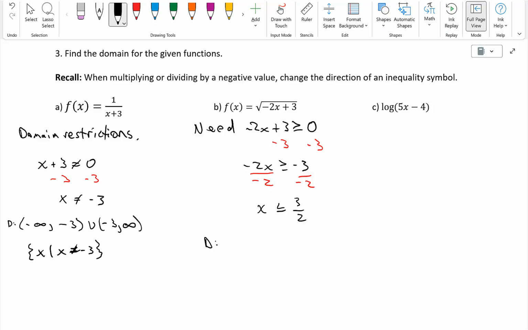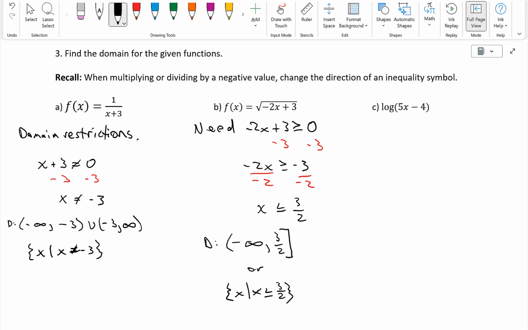So for our domain, this less than or equal to 3/2, we're going to the left on the number line. Those are all the numbers smaller, so down to -infinity, up to 3/2. That equality lets us use the bracket here. We can equal 3/2. That would just make a 0 underneath the square root, and the square root of 0 is still 0. For our set builder notation, we'd have x such that x is less than or equal to 3/2.